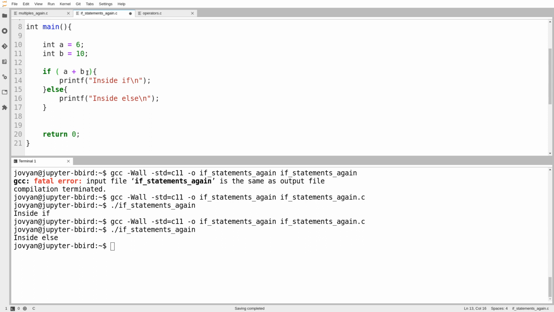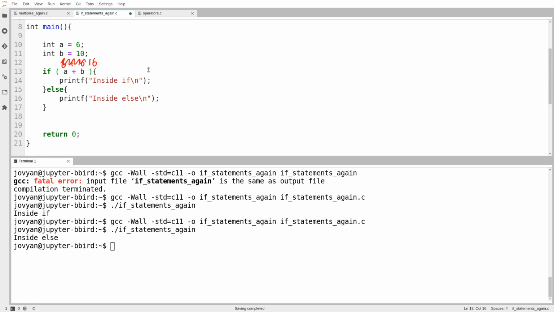Because all that really happens in C when you evaluate an if statement is you work everything out, you get a final number, and then whether or not that number is 0 determines if the if statement is considered to pass or not. So here we've got 6 plus 10. Looks like the drawing's working again. And so the value that's inside the if here is the number 16.